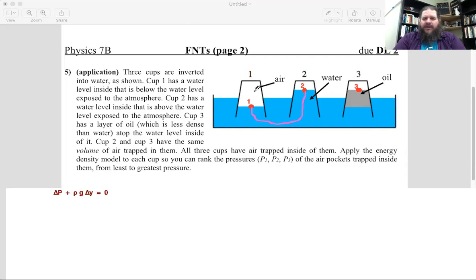And from 1 to 2, ignoring everything else, ignoring the cups, ignoring the water under it, ignoring the air over it, just comparing point 1 and point 2, what's happening to the height? It's increasing. Yeah, y is increasing, and therefore what else has to be happening? If delta y is a positive value, then what does that tell you? Delta P is negative. Yeah. So that means pressure is decreasing as we go from 1 to 2.